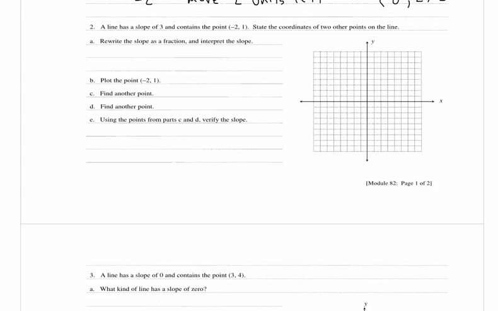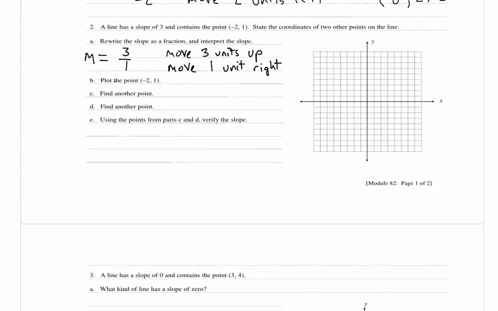In 2, it says, a line has a slope of 3 and contains the point (-2, 1). State the coordinates of 2 other points on the line. In A, it asks us to rewrite the slope as a fraction and interpret the slope. So m was equal to 3, which we could write as 3 over 1, which means we're going to move 3 units up, and we're going to move 1 unit right.